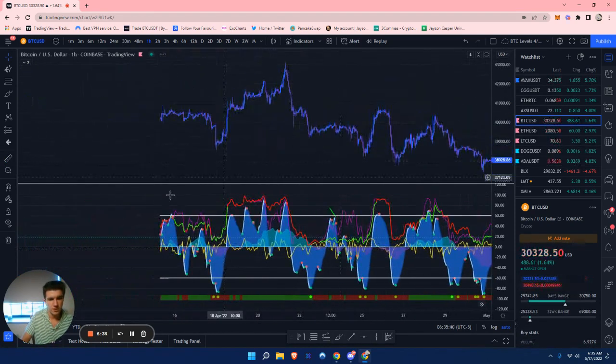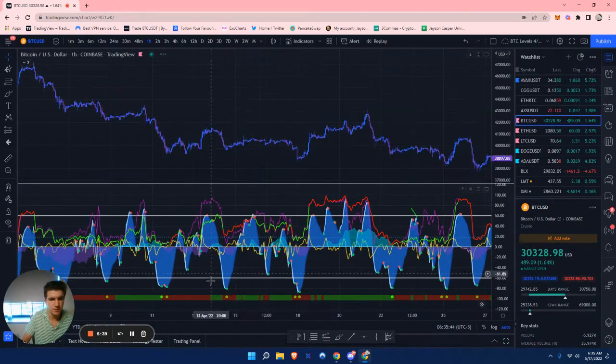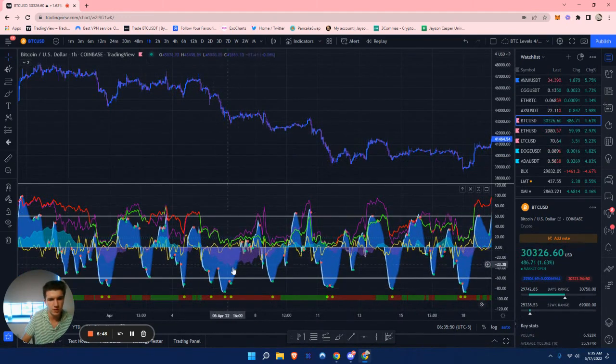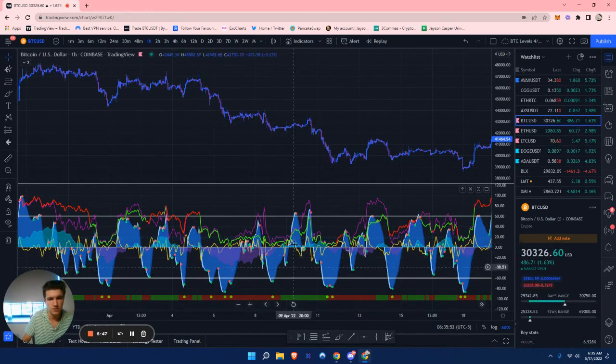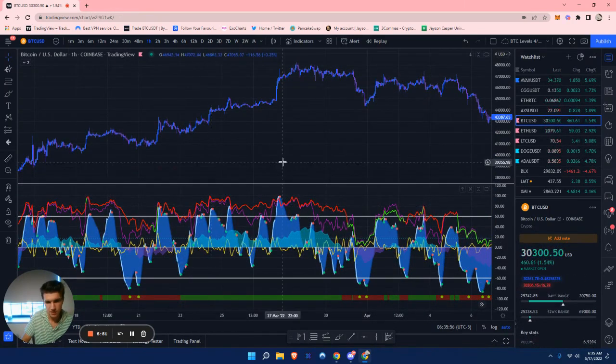Just be careful when price consolidates and has a bunch of money flow crossovers at once. That's usually not too good of a sign, but whenever we get these prolonged money flow crossovers to the upside and downside, they do lead to pretty good pumps.